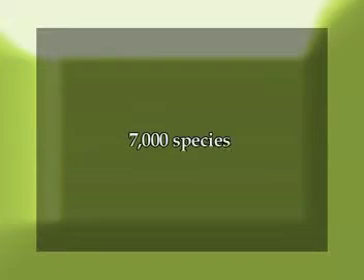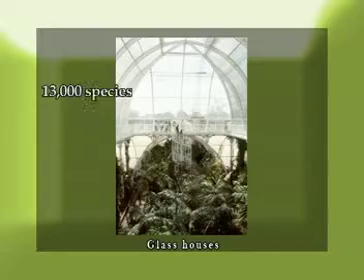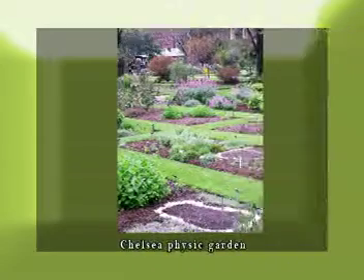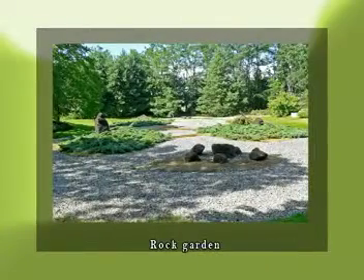Its arboretum has over 7,000 species and glasshouses over 13,000 species. It also has a laboratory which provides research facilities to botanists from various fields. Some of the other remarkable features of this garden include a Chelsea physic garden and the world's best rock garden.